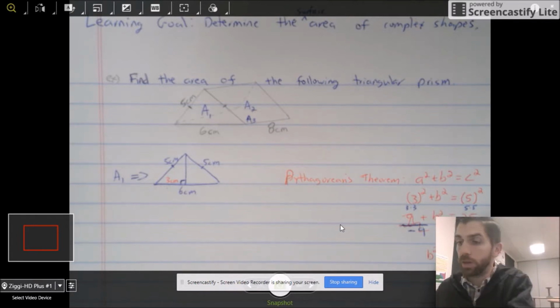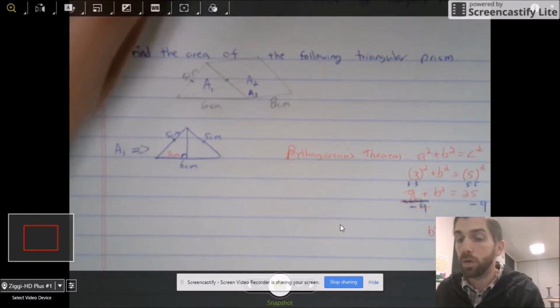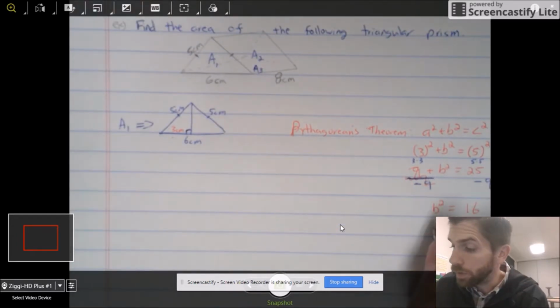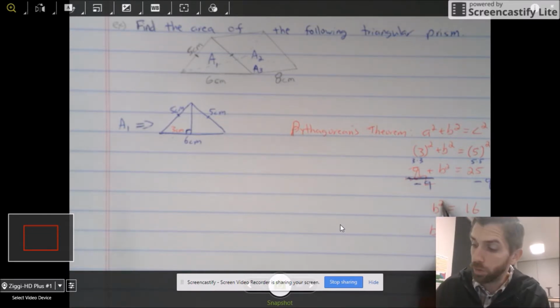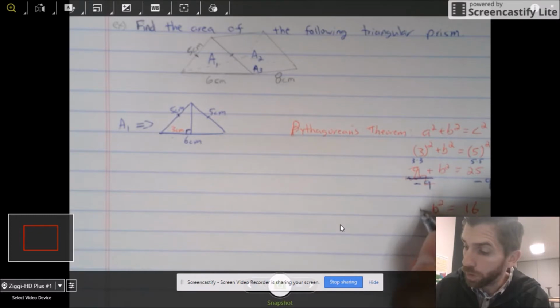Okay, now we need to get B all by itself. I want to know what B is all on its lonesome. So in order to do that, we need to isolate the variable and do the opposite operation of what is happening to B. So the operation that's happening to B right now is we have B squared. The opposite of squaring something is taking the square root. So I'm going to take the square root of both sides.